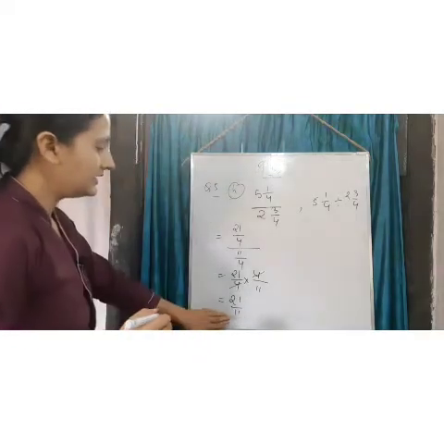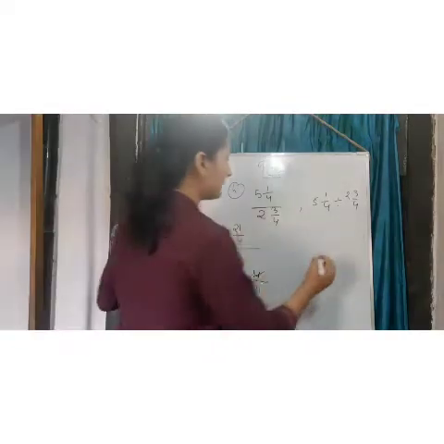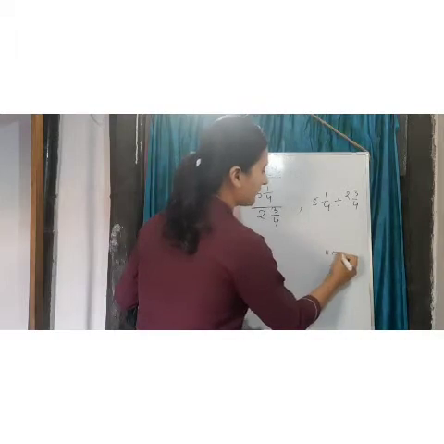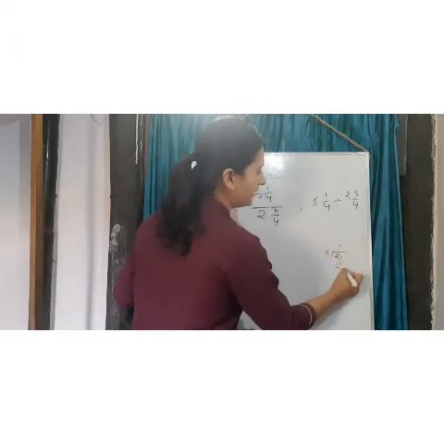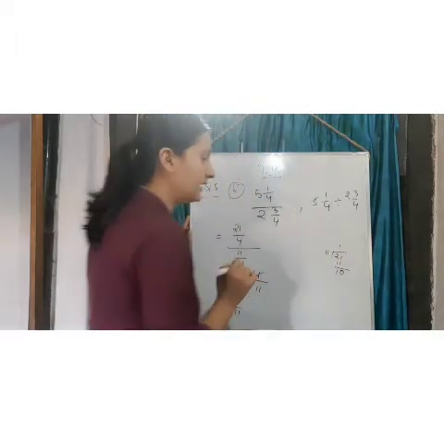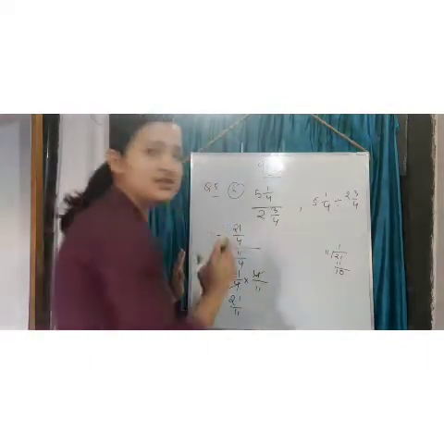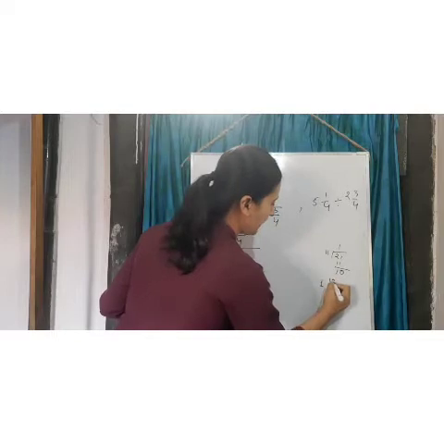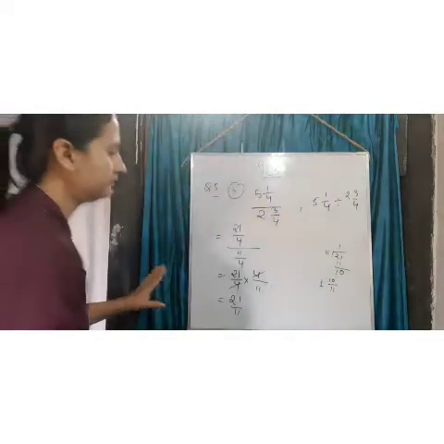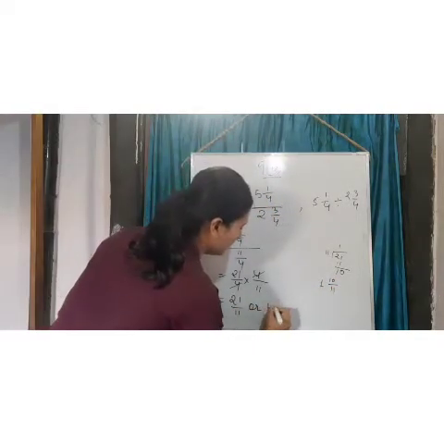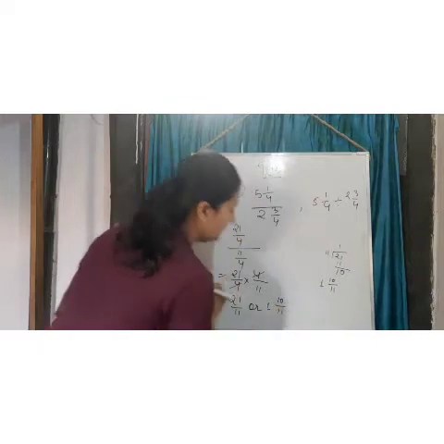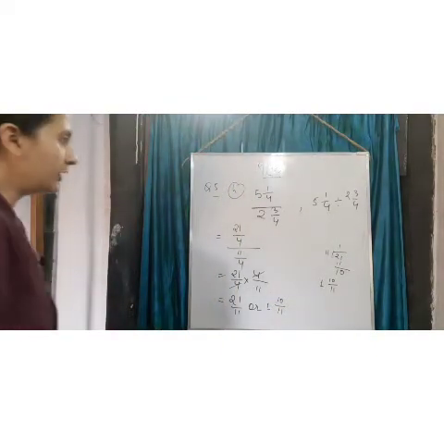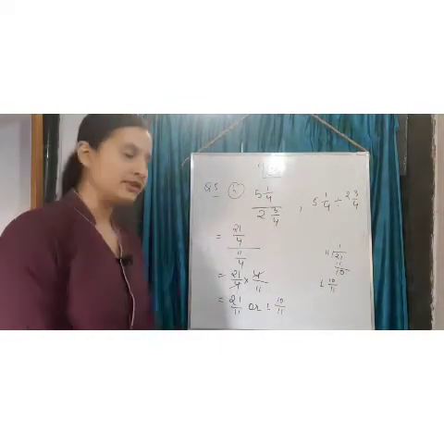Now we can convert this into a mixed fraction. So 11 1s are 11, 21 minus 11 is 10. Correct? Now 10 is not divisible by 11, so it is a remainder. So 1, 10 by 11. Correct? So I hope that question number 5 is clear to you.